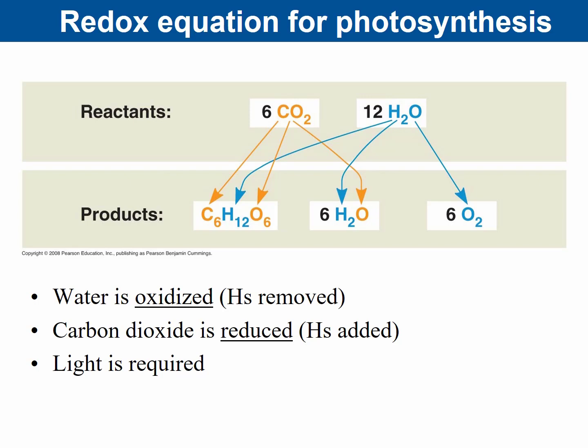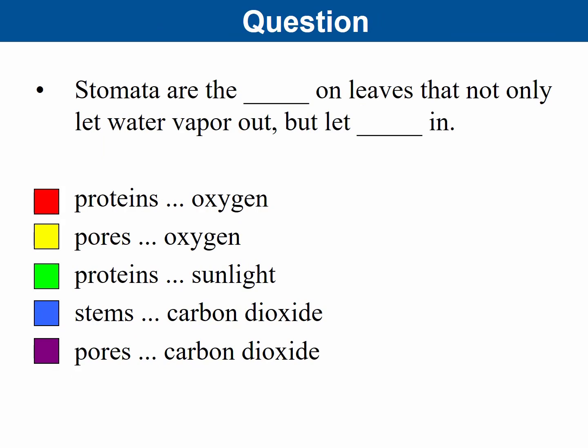Because remember, reactions that are endergonic, building something up, require the input of energy. And so the sun is going to provide that energy in photosynthesis. So, question for you. Stomata are the blank on leaves that not only let water vapor out, but let blank in. Go ahead and pause this, and when you're ready, turn it back on and listen to the answer.